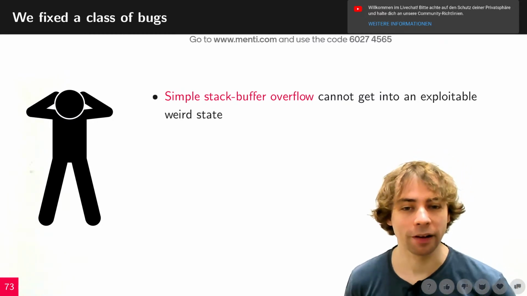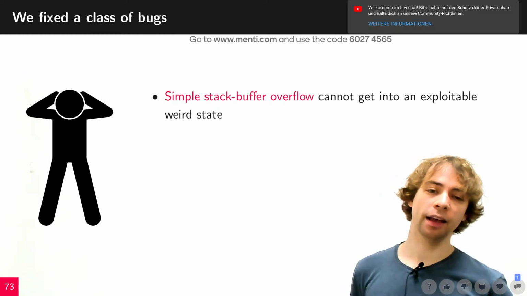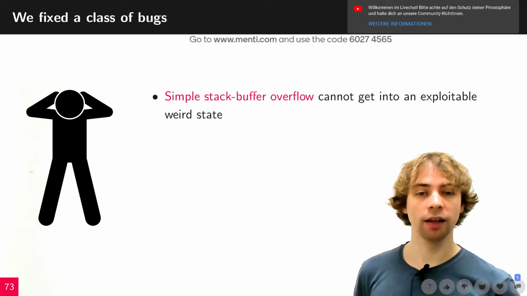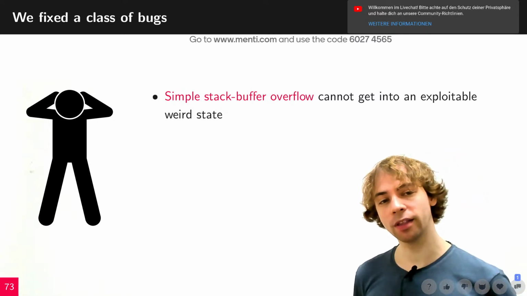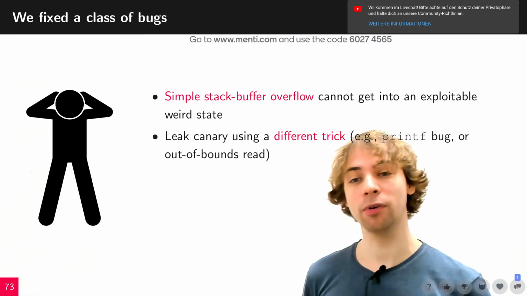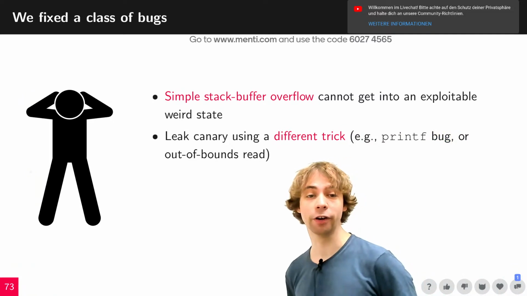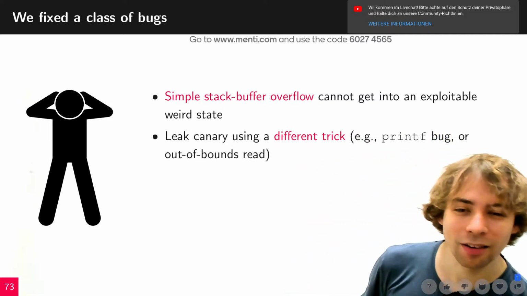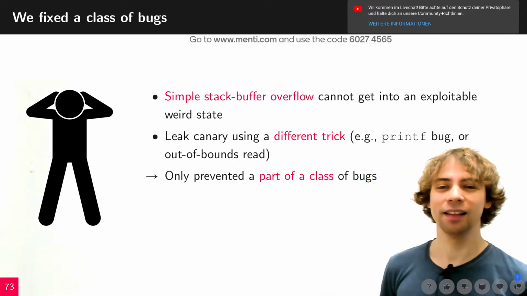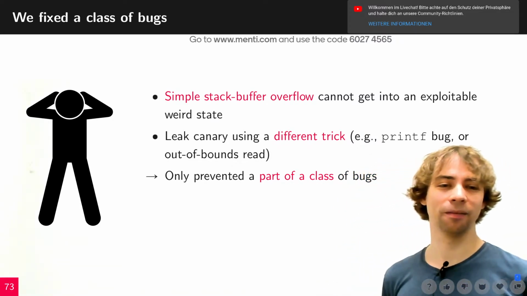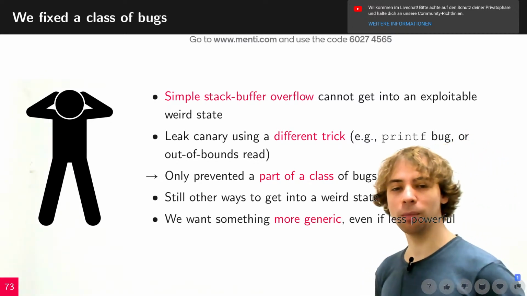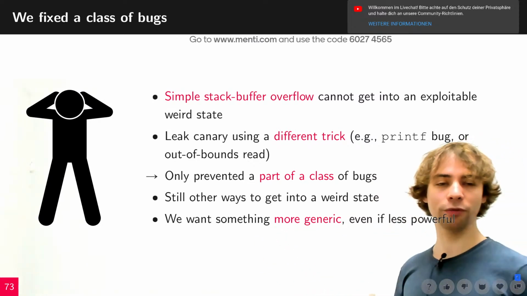With the printf bug, if I pass %x as user input there, I can read data from the stack. And that means I can leak the canary using the printf bug or an out-of-bounds read on a buffer. So that means we only prevented part of a class of bugs. So still not really that nice. There are still other ways to get into a weird state. And we want something more generic, even if it's less powerful.